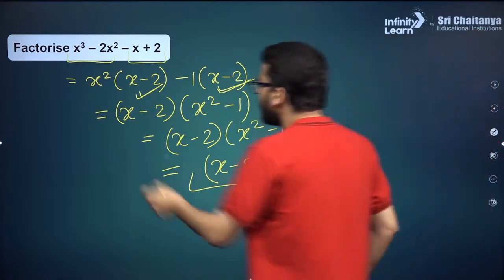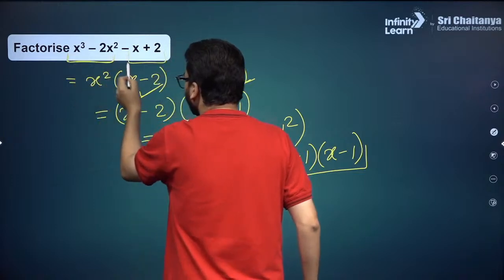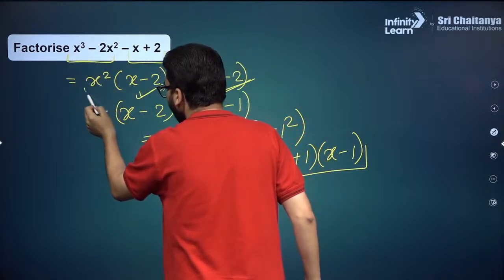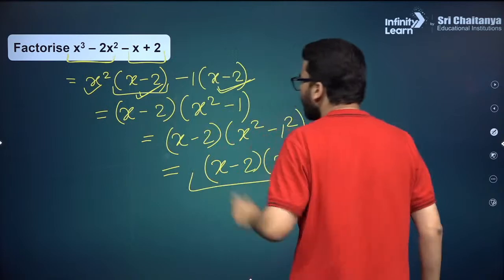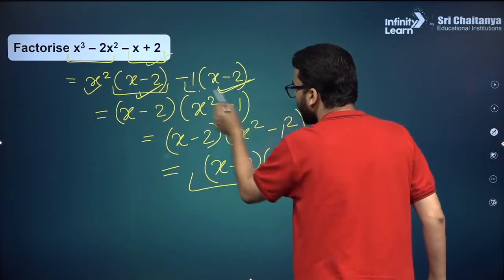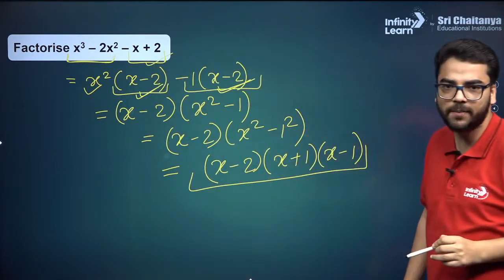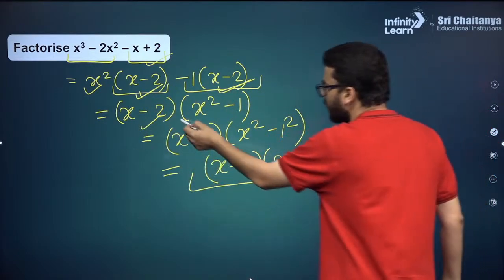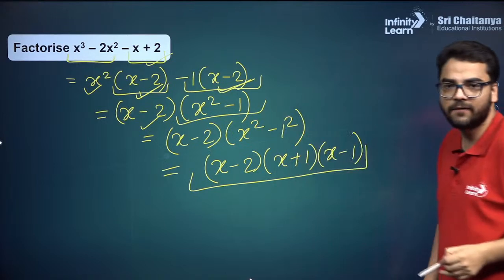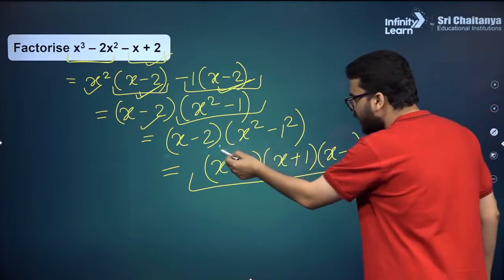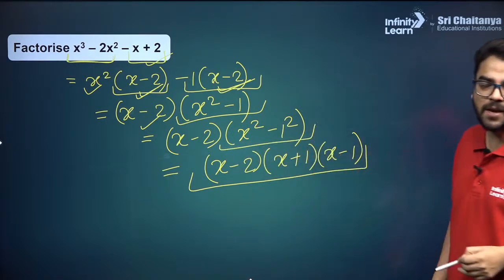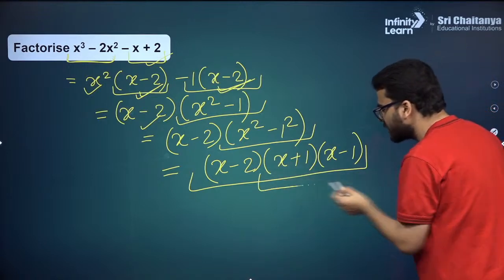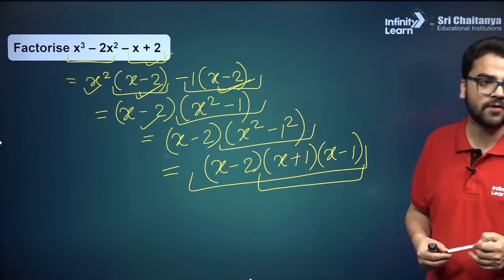Ajit, just regrouping, Ajit, take this group and take this group. Out of the first group, I am taking x square as common, so x minus 2 will be left. Out of the second group, I can take minus 1 as common, so x minus 2 will be left. Out of the whole expression, I can take x minus 2 as common, so x square minus 1 will be left. Now x square minus 1 can be written like this. You can use the a plus b, a minus b formula, so you can write it like this. So this is the required factorized form. Is it clear, Ajit?